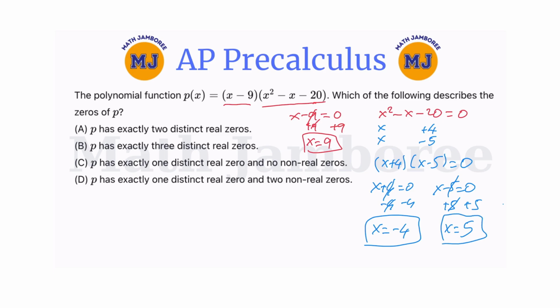So we have found negative 4, 5, and 9. There are 3 distinct real zeros of this polynomial function. So the correct answer is choice B for this specific question.